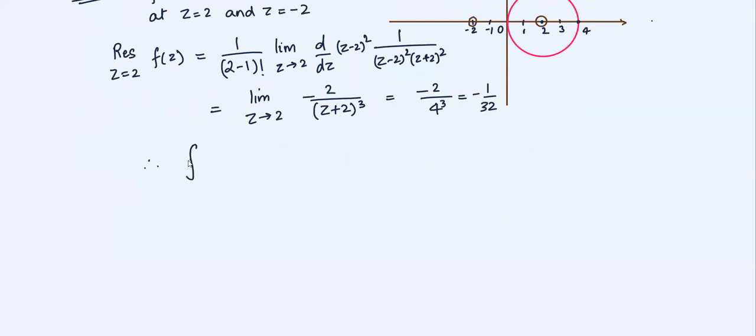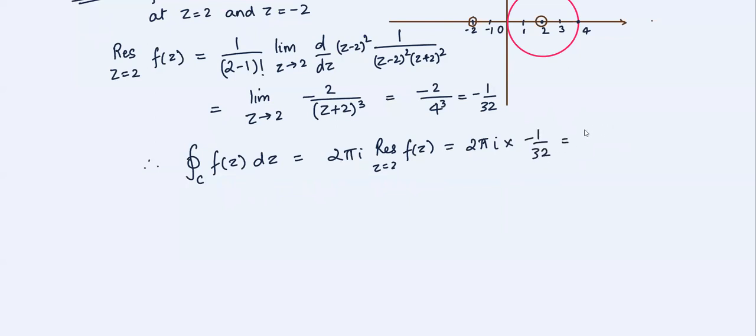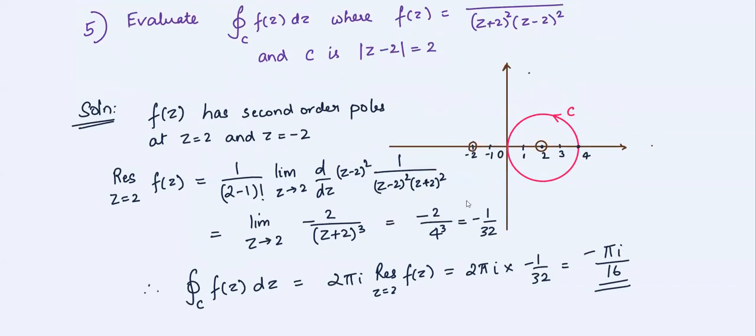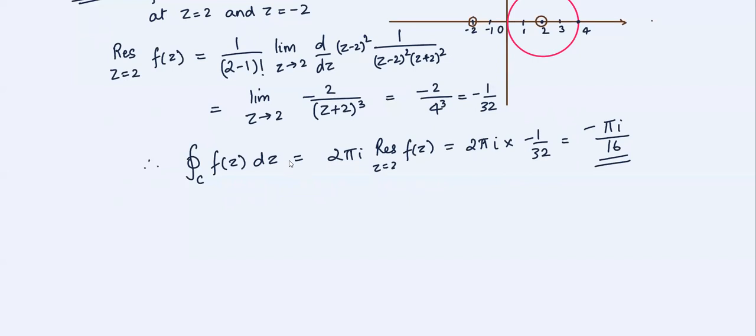Therefore, the integral over C of f of z dz is 2 pi i times the residue, 2 pi i into minus 1 by 32. So minus pi i by 16. We can do it by Cauchy's formula also. By the first derivative, you get similar.